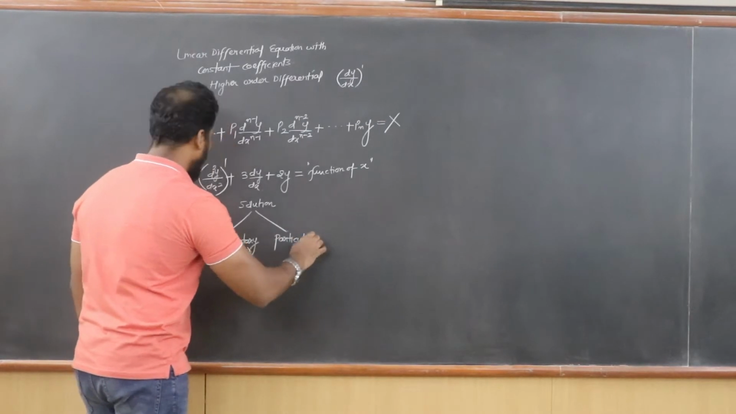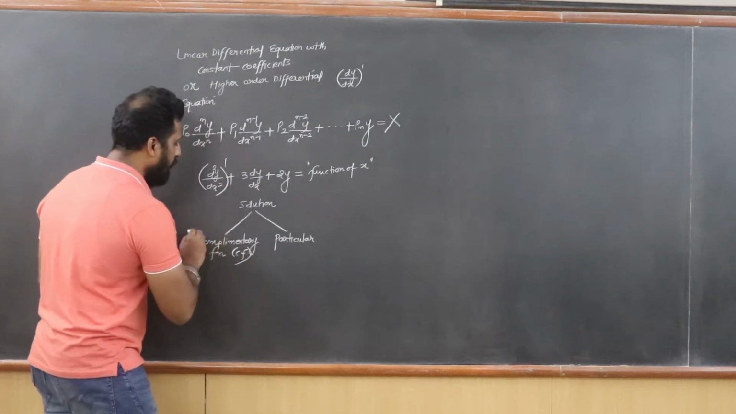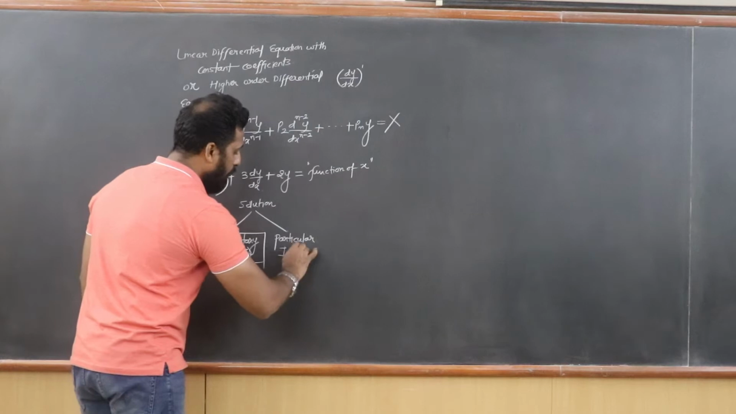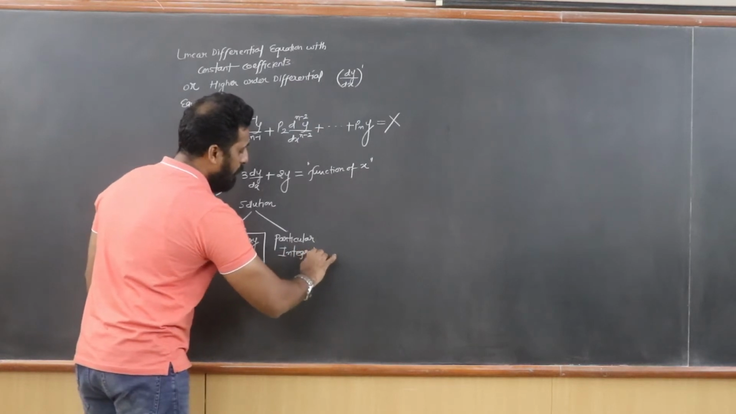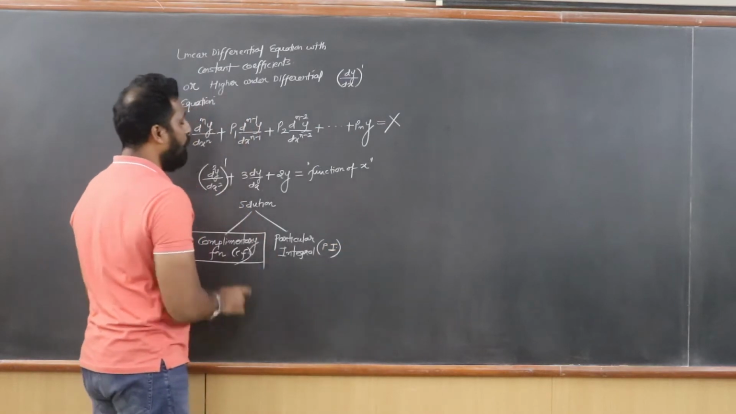Today I am not going to go into the depth of particular integral, that is left for the next lecture. Today we will see only finding the complementary function. So particular integral is the second part. The short form is PI. So whenever I say PI, it stands for the particular integral of the solution.